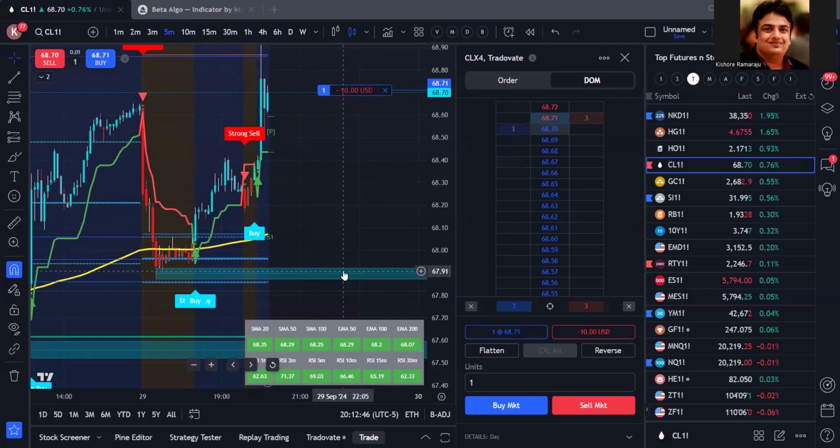Right, everything is green here. Your background is blue. You are in a buy signal. It is above the yellow line.